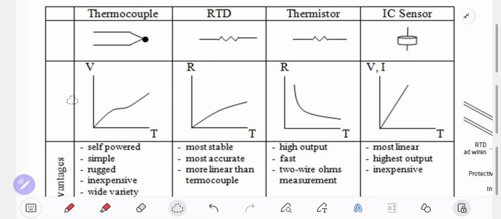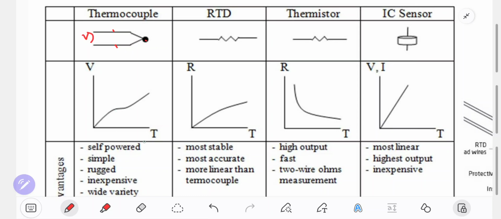You can see here the symbol of the thermocouple, like this: the hot junction, and here the cold junction, and then you can check the voltage. This thermocouple can be connected through here to a voltmeter, and there is no power supply from outside into the thermocouple, so you only detect a small voltage through here.